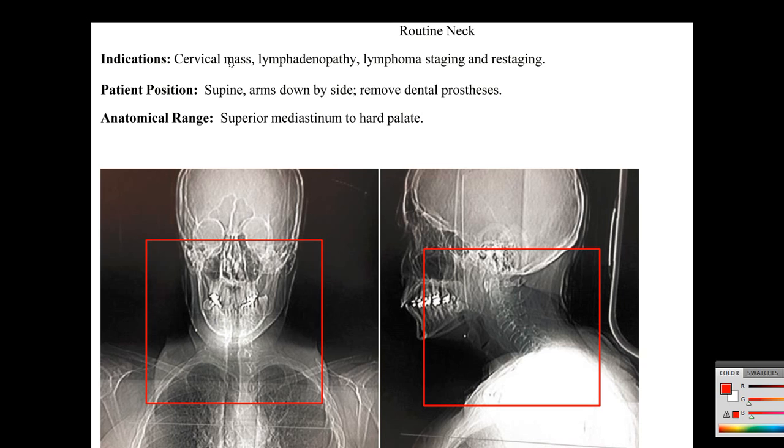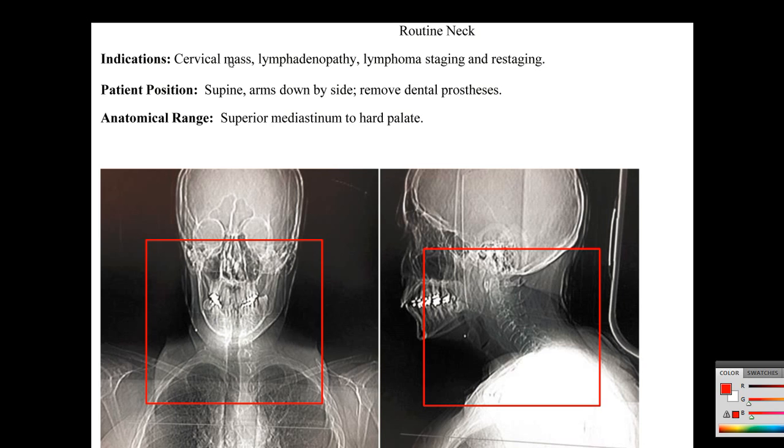The patient position is still the same, with the patient being supine with the arms down by their side, and also remove dental prosthesis. The anatomical range is going to be a little different on this, from the superior mediastinum, which we've already covered, around the aortic arch, somewhere in that vicinity, to the hard palate.